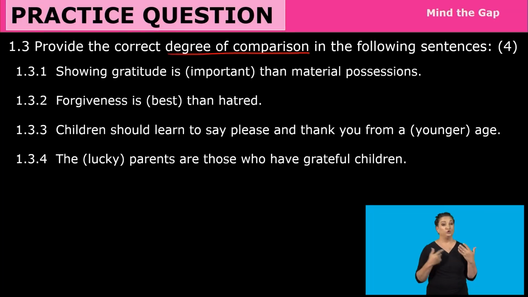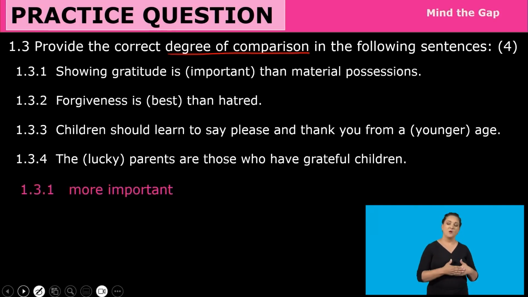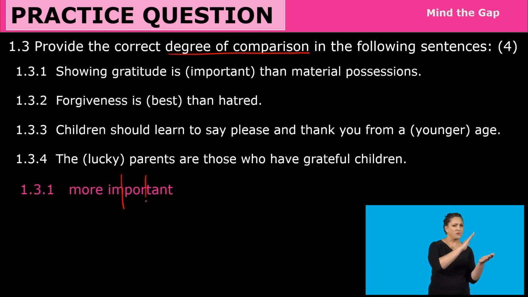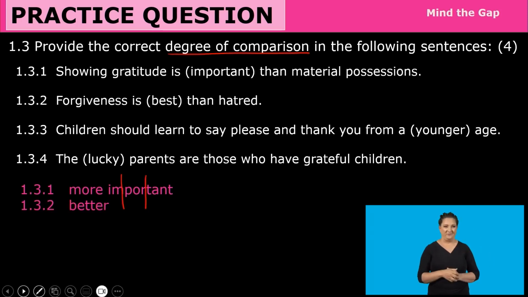So showing gratitude is important than material possessions. And in our response, we see more important, all right? Now, why more? We can't say important, importanter, importantest. Because we have more, look at your syllables there, all right? And because of the syllables, we have to have more to indicate the comparative, all right? In 1.3, forgiveness is best than hatred. The correct comparison there would be better. Okay, now this is the unusual one. This is the one that you just have to know.